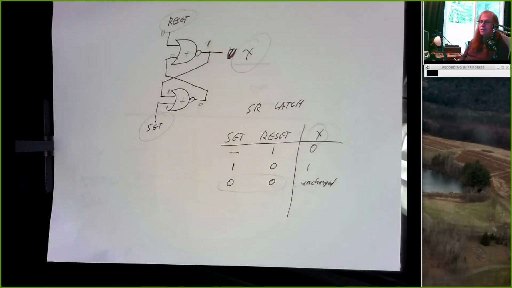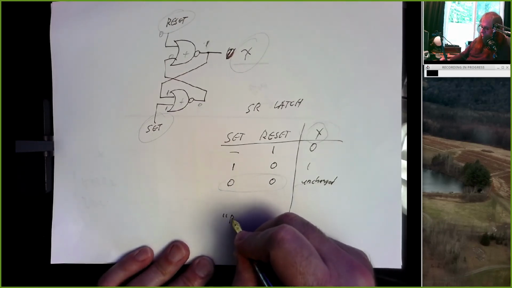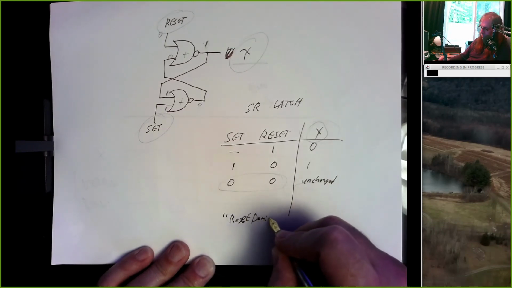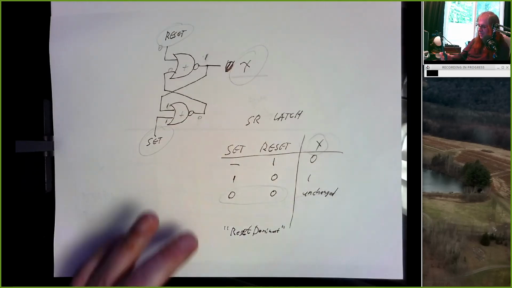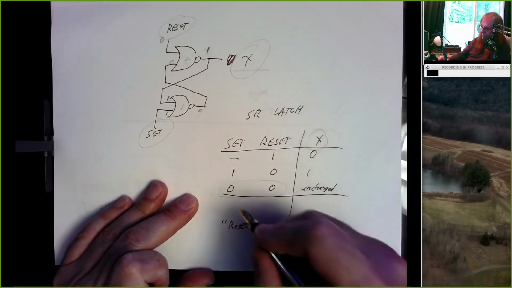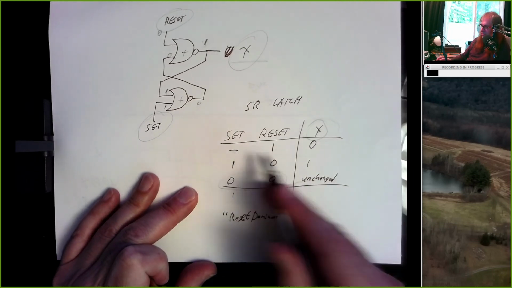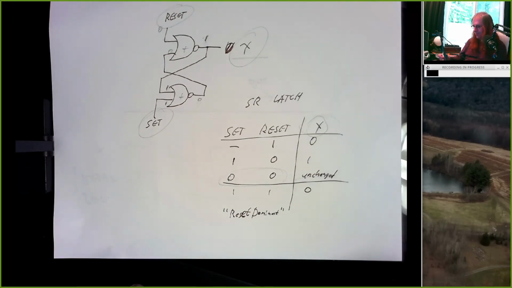All right, so is the set the more influential variable here? Actually, reset is. So the terminology you'll see in the book is reset dominant. This dash is a don't care. Which means basically if both inputs are one, well, this is telling you if reset is one, it does not matter what set is. It goes ahead and sets the output to zero.